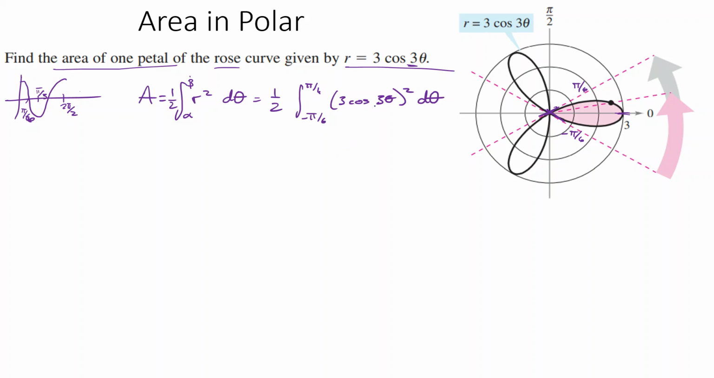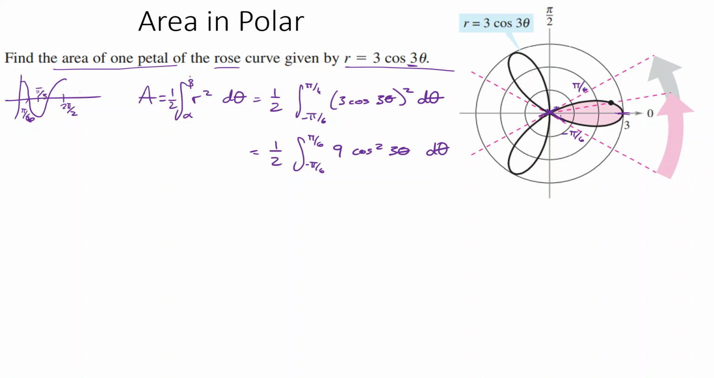We're going to end up getting cosine squared. It's not the easiest thing to integrate, right? We'd have 1/2 the integral from negative pi over 6 to pi over 6 of 9 cosine squared 3 theta d theta. All right, not exactly something easy to integrate. We'd have to use some trig identities to integrate that, or the calculator.